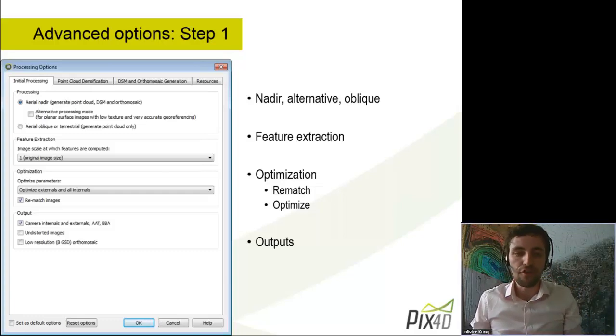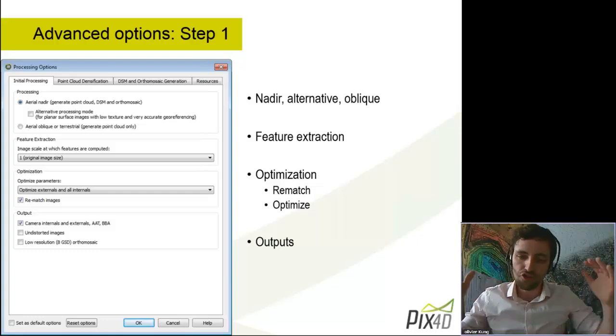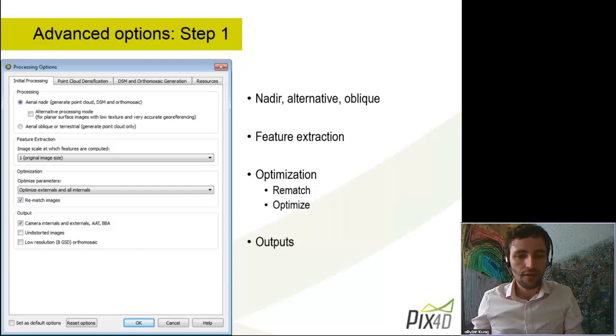On the other hand, if you have an extremely large data set and your images are extremely large, maybe 50 megapixel or 100 megapixel, then you can increase the processing speed a lot by reducing the feature extraction scale, instead of 1, selecting 1/2 or 1/4. And with such large images, there will almost be no difference in accuracy at the end of your project.